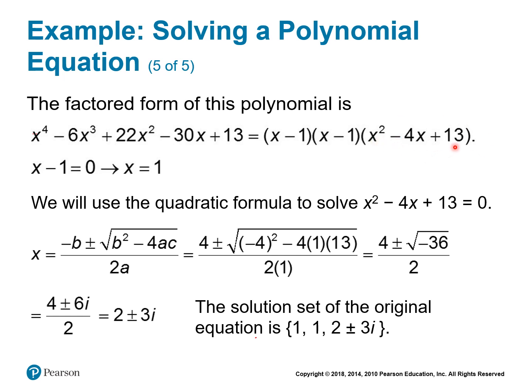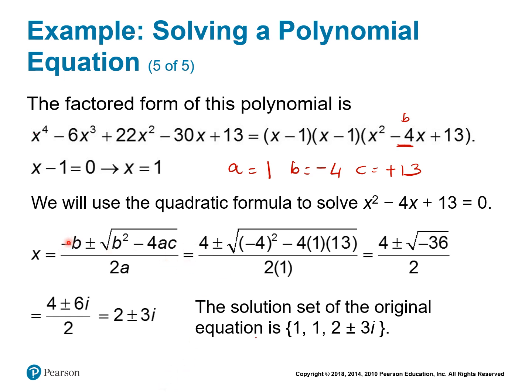We have to proceed with using the quadratic formula, which is minus b plus minus square root of b squared minus 4ac, this whole thing divided by 2a. And what are our a, b, and c? We again just focus on this quadratic factor. So our a is 1, b is negative 4, and c is positive 13. So they plug in the values here.